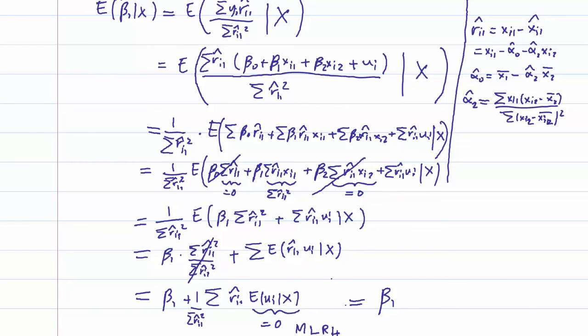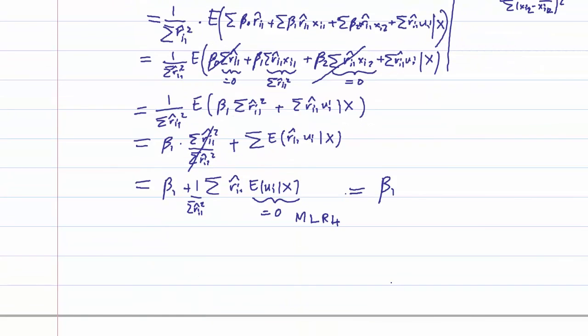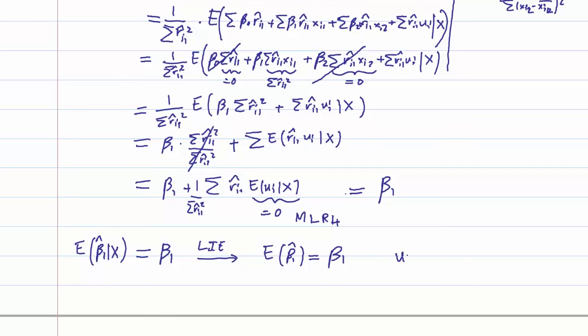Let me write the result. The expectation of beta 1 hat conditional on x is equal to beta 1. Then by the law of iterated expectations, the expectation of beta 1 hat is equal to beta 1. It's unbiased.